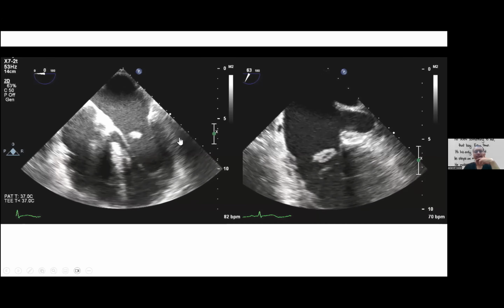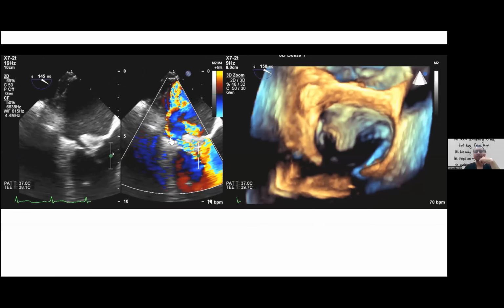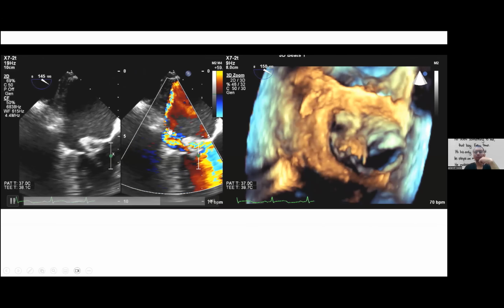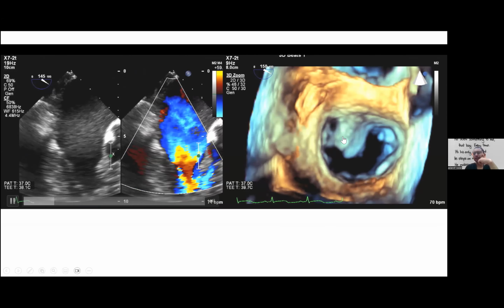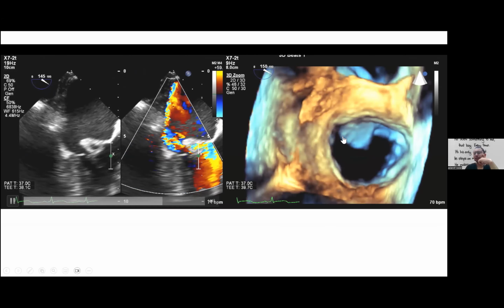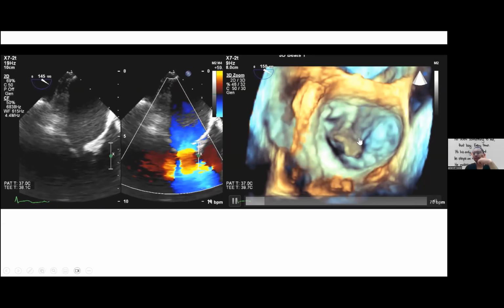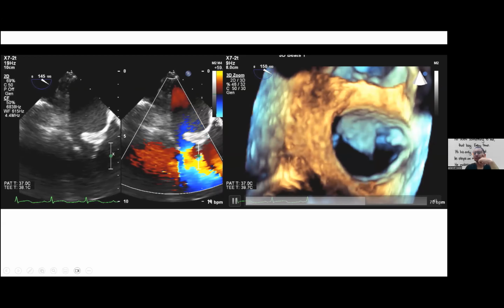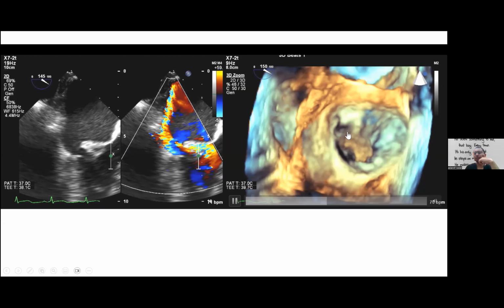As you can see here from the color view, there is significant severe mitral regurgitation directed in the opposite direction of that mass in the mitral valve. And this is a 3D view of that mitral valve leaflet. The mitral valve has 2 leaflets, the anterior and the posterior leaflet. We can see here at the A2 segment of the mitral valve, this is the mass.